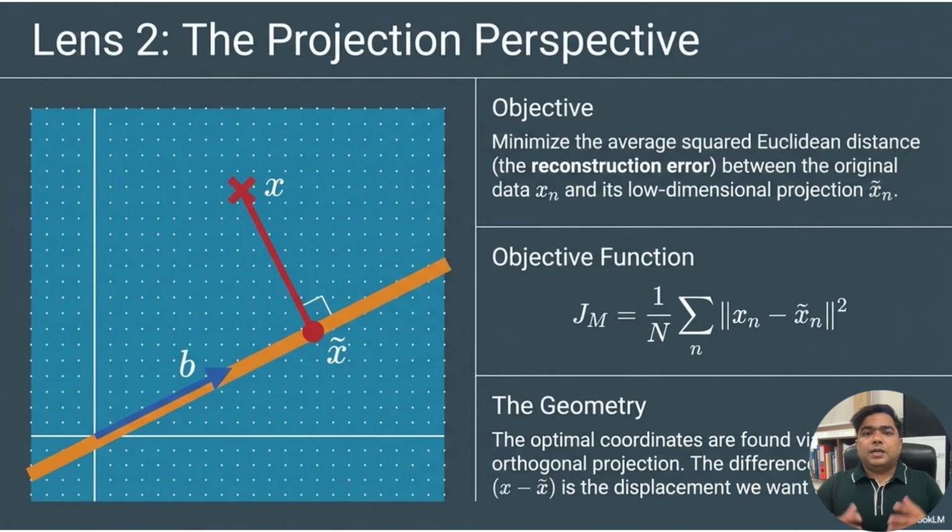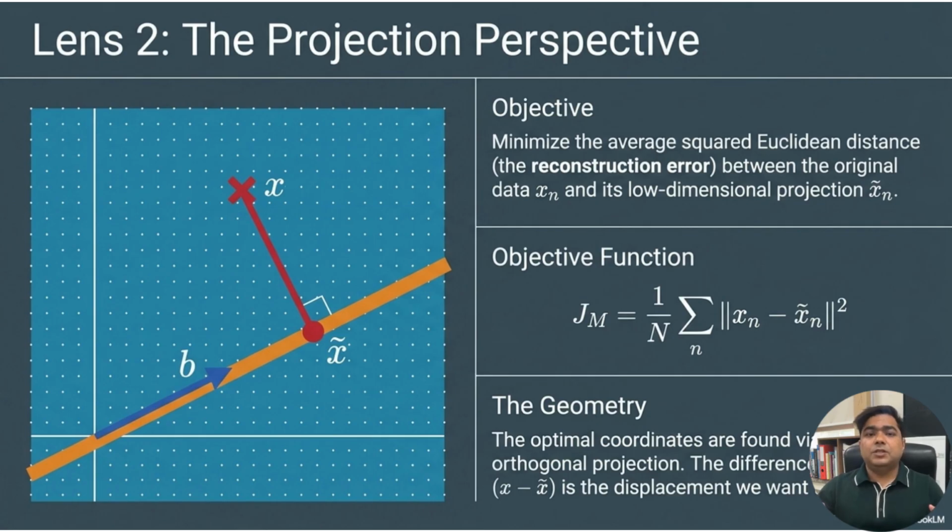Now we move to the second viewpoint, the projection perspective. Instead of asking which direction captures maximum variance, we ask a different question: how can we reconstruct the original data with minimum error? In the diagram, the original point is shown away from the orange line. The orange line represents the low dimensional subspace. The projection of the point onto the line gives a reconstructed point. The difference between the original point and the projected point is the reconstruction error.